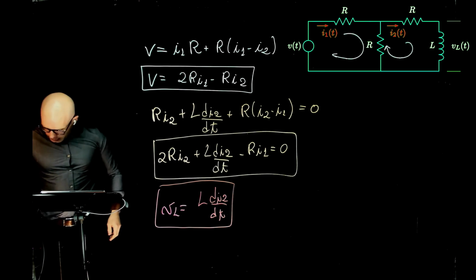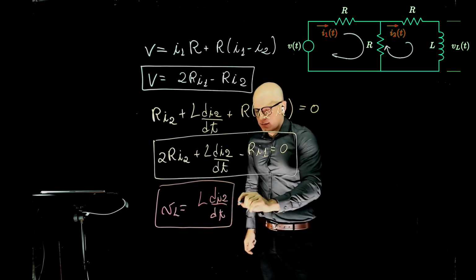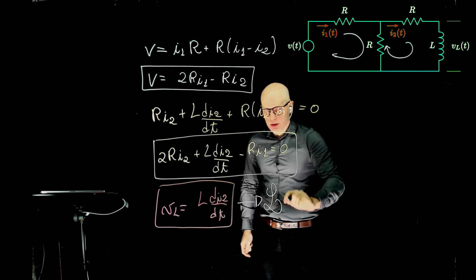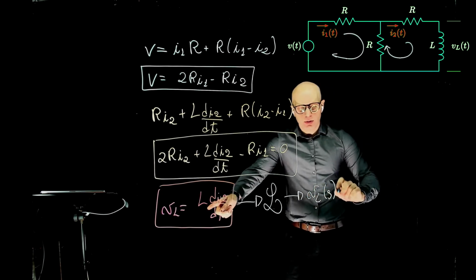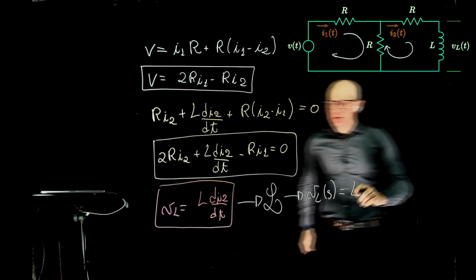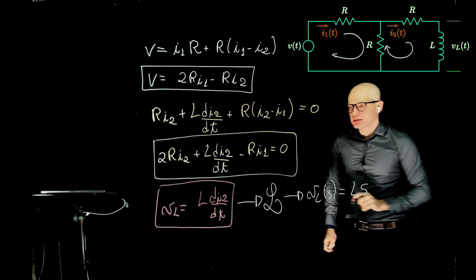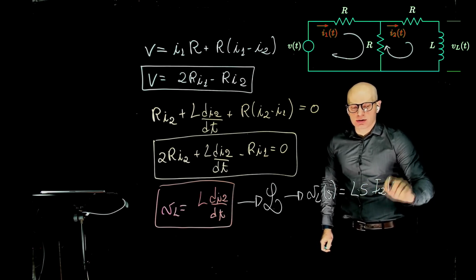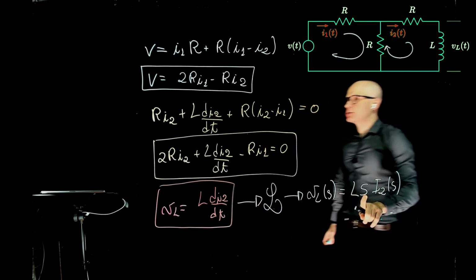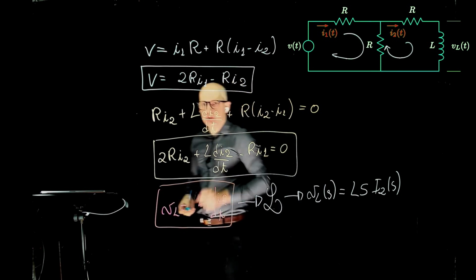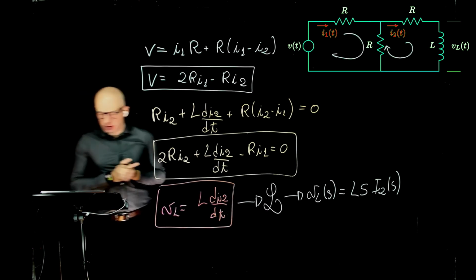So remember, let me ask this question again. If you take the Laplace transform of this equation here, what does that give? VL of s equals L times the derivative, which becomes s, times I2 of s. Do you guys remember? The derivative disappears, replaced with s, and that makes it a lot easier to manipulate these equations. This is the subject of our next lecture.